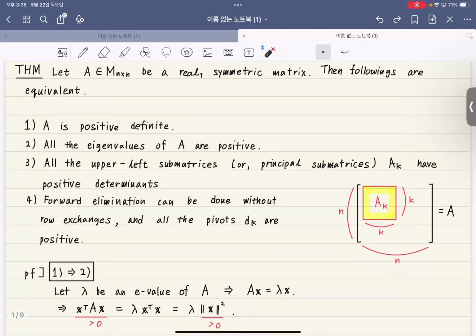And number 4. Forward elimination can be done without row exchange, and all the pivots are positive. The last assertion sounds very useful. A is positive definite if and only if you can apply forward elimination to the matrix A and the pivots are all positive, that is, the diagonal entries of the resulting upper triangular matrix are all positive. Then that implies that A is positive definite.